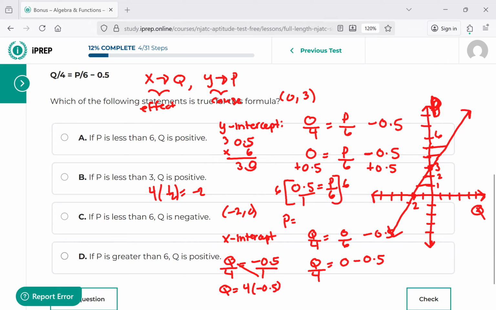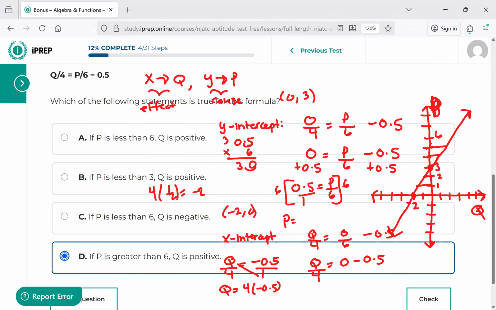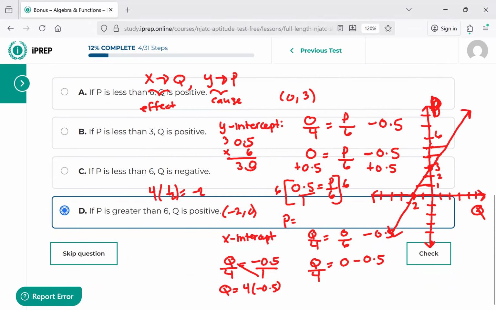What about D? If p is greater than 6, so anything beyond 6, like 7, the q is going to be positive. Yes. 8, positive. 9, positive. Yes. Even when you go higher above, the q will always be positive. So it has to be D. Okay.